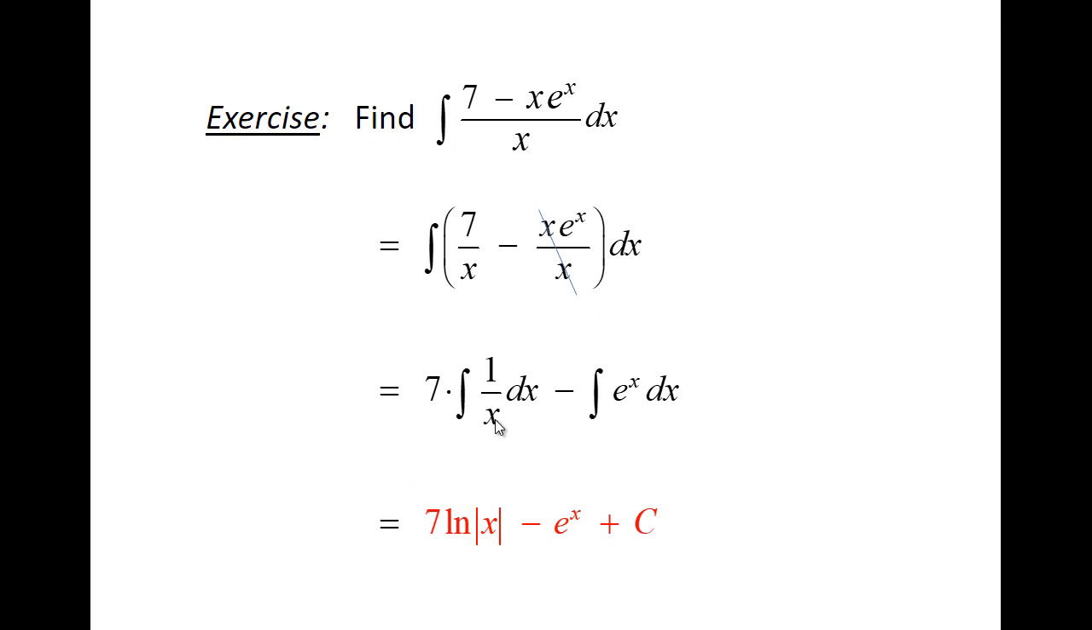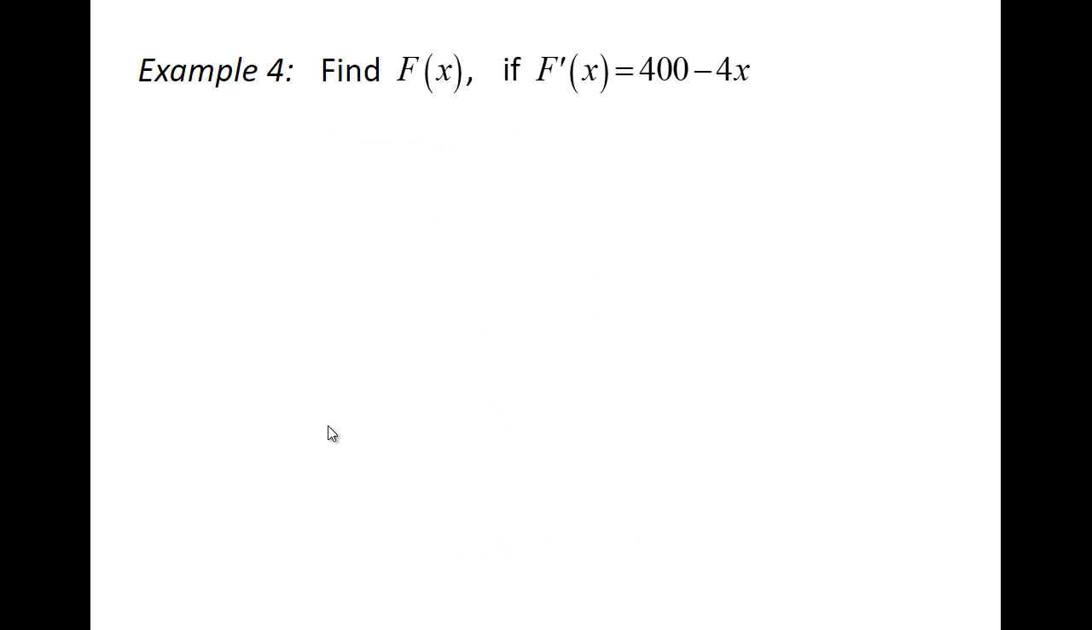So again, I wrote down the formula for the integral of 1 over x as this in one of the previous slides. Okay, so here's an example. I want to find a function capital F of x such that its derivative is 400 minus 4x and its value at 1 is 350.